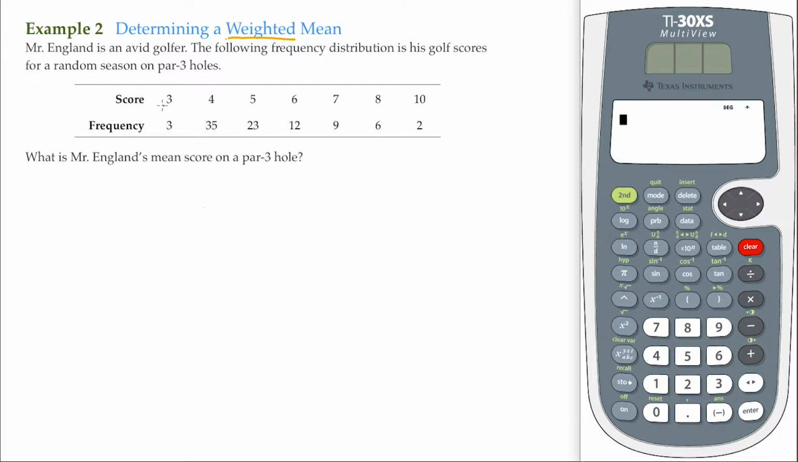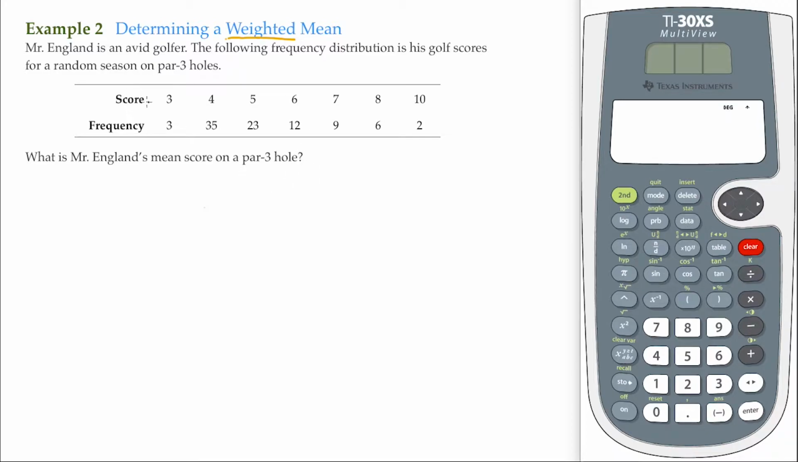And you can see that he's got his scores here. He scored a 3, and he's also scored a 4, and he's also scored a 5, and so on. But here we have a frequency. That means that he scored a 3 times. This one means he scored a 4 35 times, and so on. So in order to find a mean, it says, what is Mr. England's mean score on a par 3 hole?